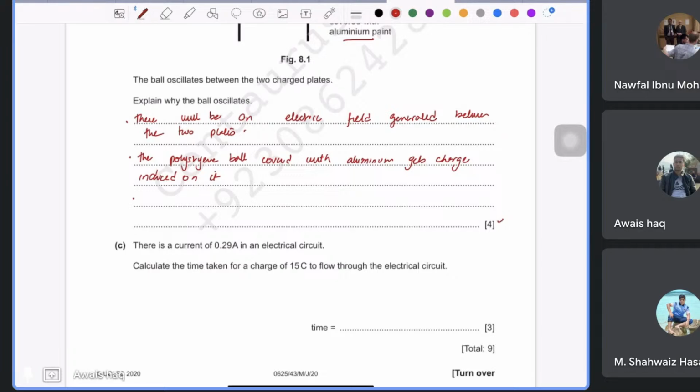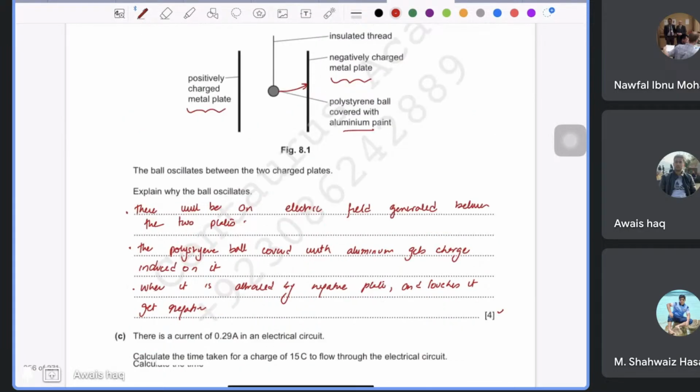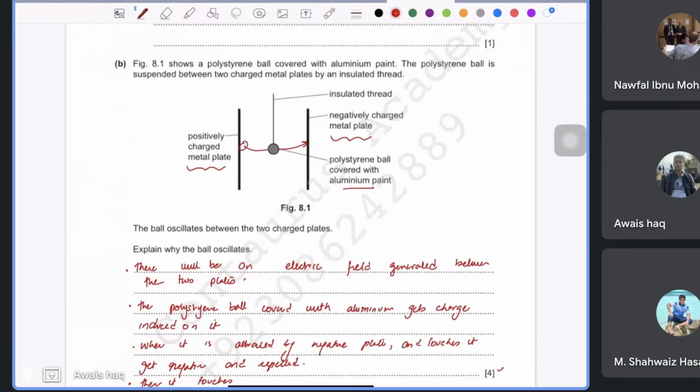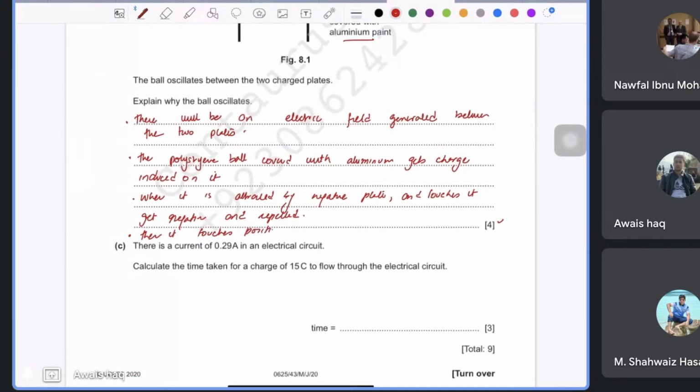So, when it is attracted by the negative plate and touches it, it gets negative. Okay, so if the ball touches here it gets negative and repelled. Then when it moves back, it hits this side, so it touches the positive plate, becomes positive and gets repelled, because positive and negative repel each other, like this, that we already know. So that's why it keeps on oscillating.